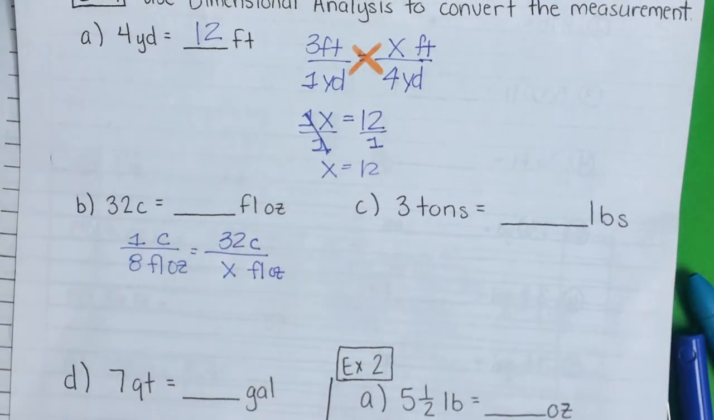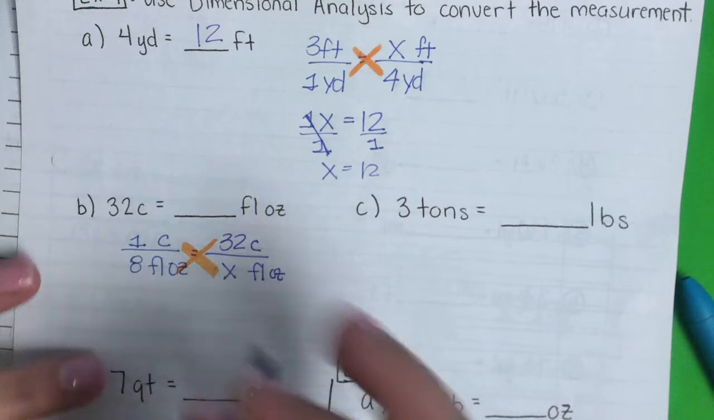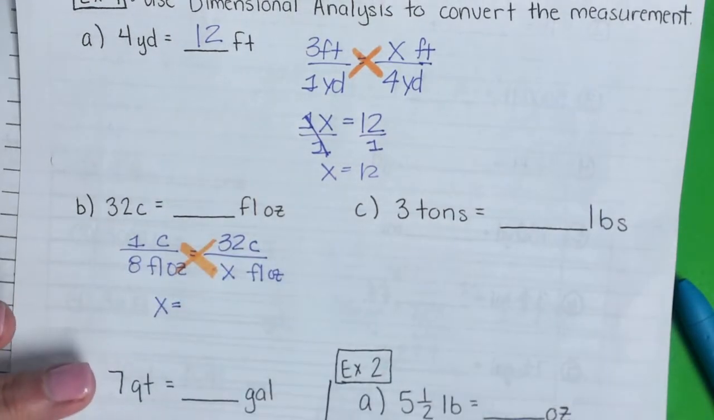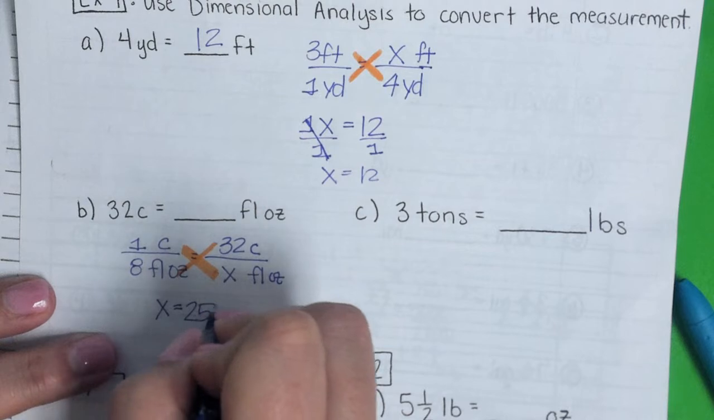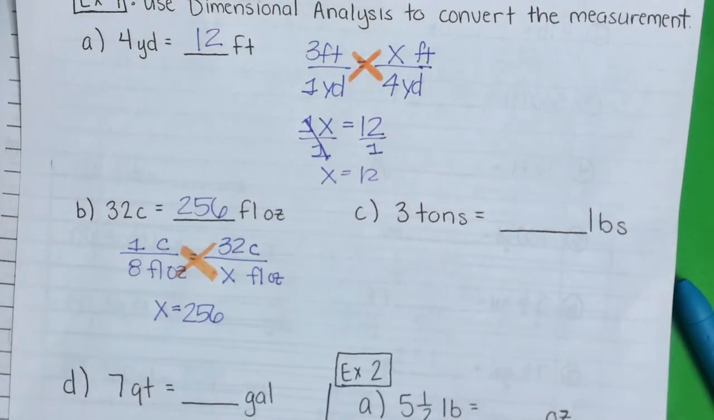So again, cross multiply. 1 times x is x, and 8 times 32? 256. So that gives us 256 fluid ounces.